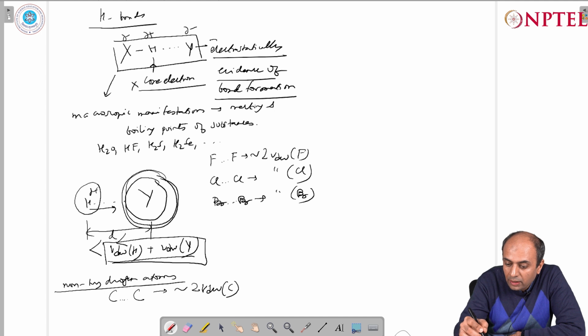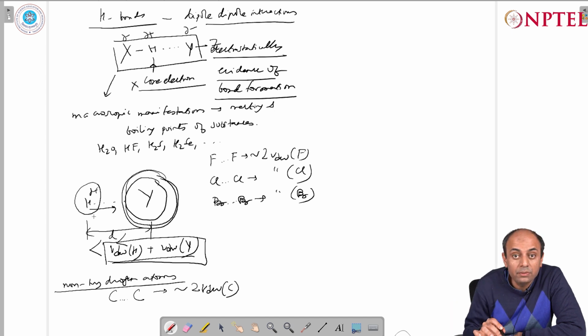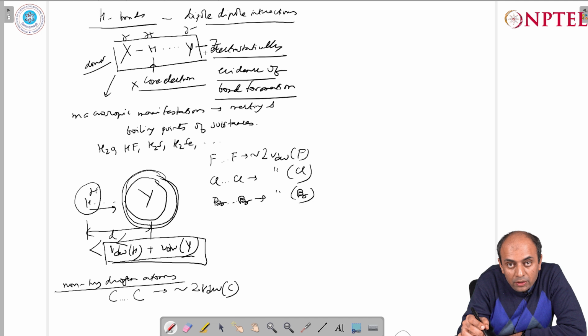because here you have a YZ dipole and an XH dipole. Hydrogen bonds are a special case of dipole-dipole interactions, where the distance between the donor, the species which donates the hydrogen atom, is called the donor, and the one which accepts the hydrogen atom is called the acceptor.